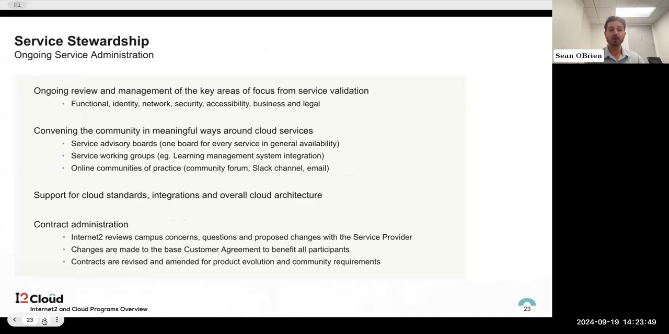Speaking of overtime, what do we do over time? We do an ongoing review of those key areas: identity, networking, security, accessibility. We look at how do we convene the community around these services, the service advisory board, various working groups, various online communities of practice, ensuring that we're supporting standards and architecture related to the services. And then finally, administering and stewarding the contracts over time.